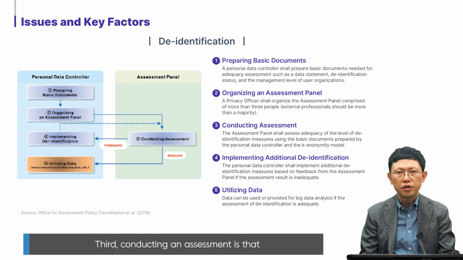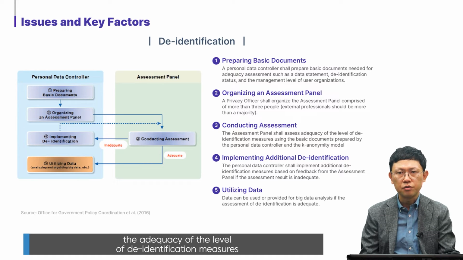Third, conducting assessment: the assessment panel shall assess adequacy of the level of the identification measures using the basic documents prepared by the personal data controller and the K-anonymity model. Fourth, implementing additional de-identification: the personal data controller shall implement additional de-identification measures based on feedback from the assessment panel if the assessment result is inadequate.